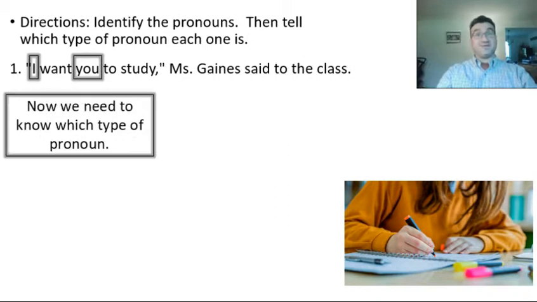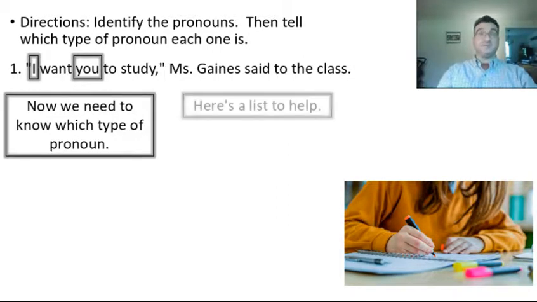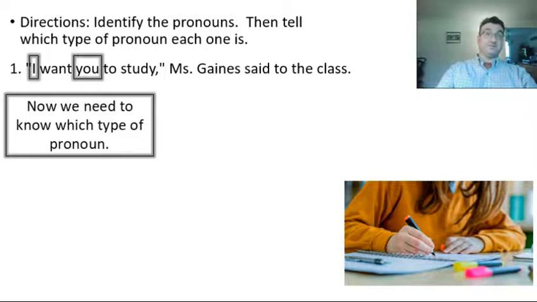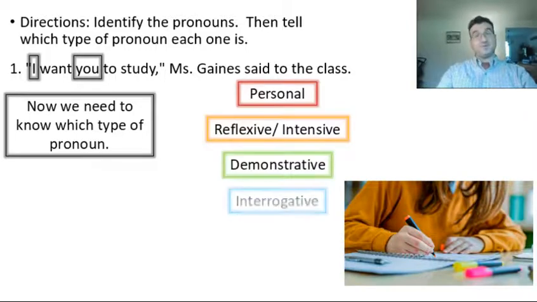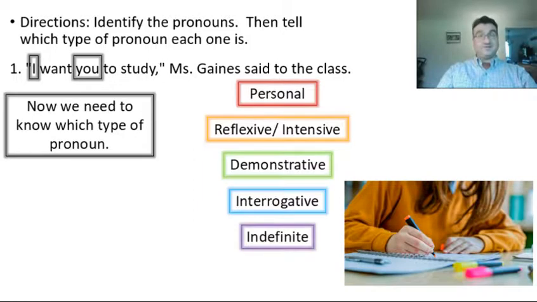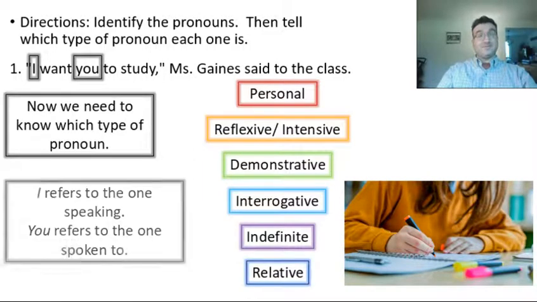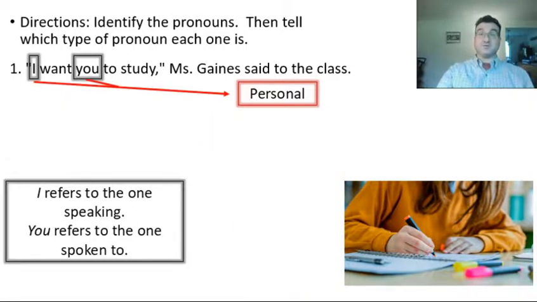Now we need to know which type of pronoun each one is. Here's a list that can help us. We have personal, reflexive and intensive, demonstrative, interrogative, indefinite, and relative. I, as a pronoun, refers to the one person speaking, and you refers to the one person being spoken to. And that's why both of these get categorized as personal pronouns. They have to do with who's talking or who's being talked about or who's being spoken to.